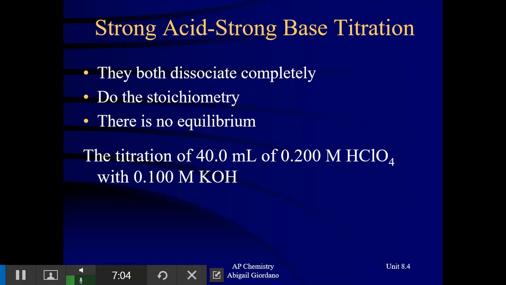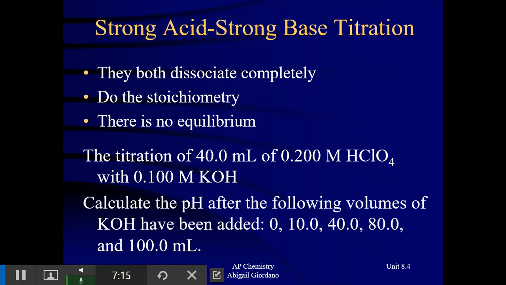So we have a set amount of acid, that's our analyte, and we're going to be adding progressively more and more strong base. What we are tasked with doing, it says, is to calculate the pH after the following volumes of base have been added: 0, 10, 40, 80, 100.